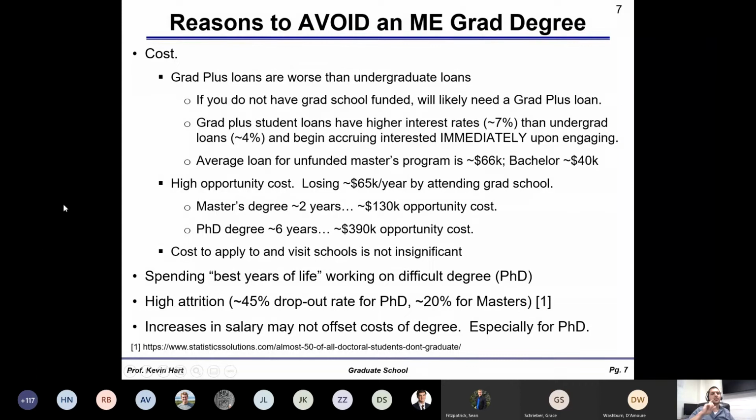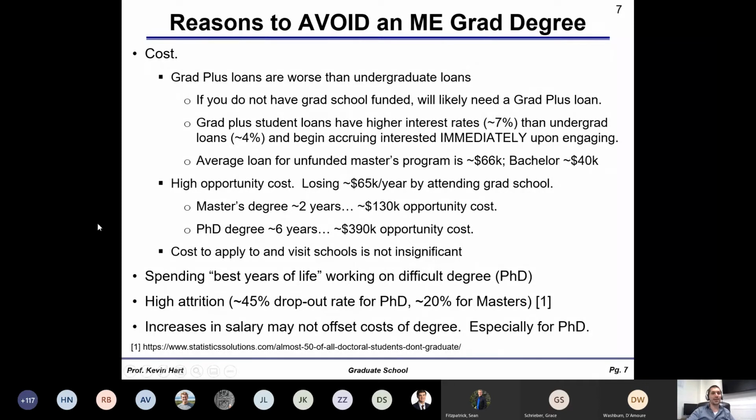All right? There's high opportunity cost also associated with going to graduate school. This is kind of an economics term, but essentially, if you go for a 2-year master's degree, that's 2 years that you would not have been accruing a typical bachelor-level ME salary of about $65,000 a year. If you go for a master's degree, you're basically losing that $130,000 of opportunity cost, even more for a PhD.